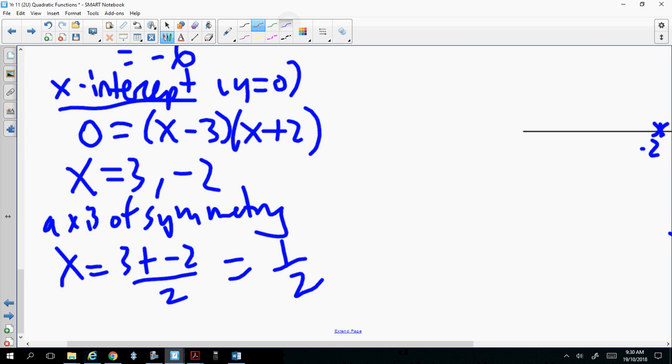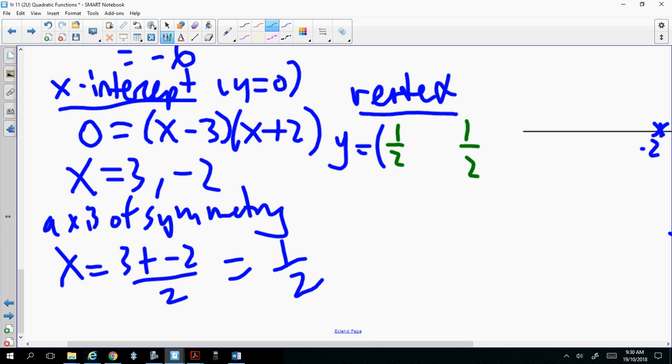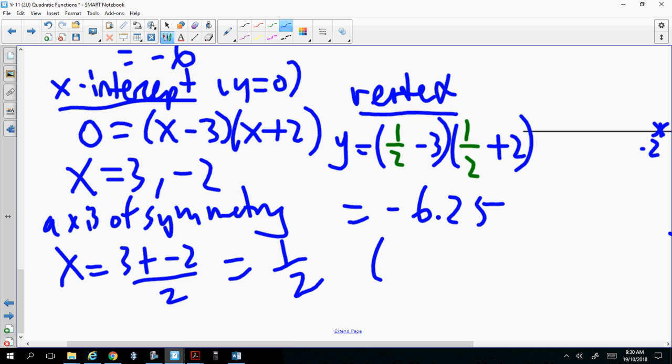So how do you find the vertex? You substitute half into the equation. You put half back into the equation, half and half. So it will be half minus 3, half plus 2. Using your calculator, you will get negative 6.25. So your vertex is 0.5, comma, negative 6.25.